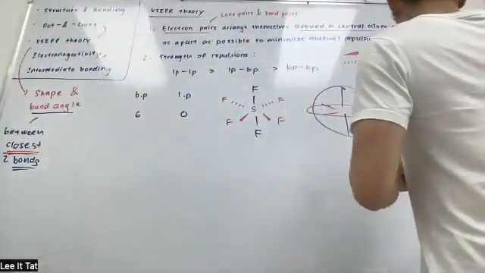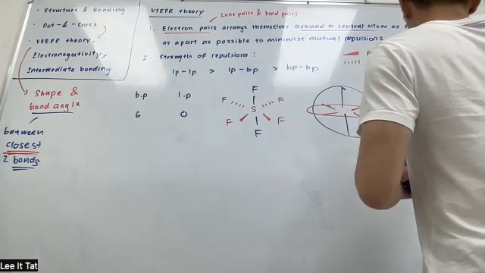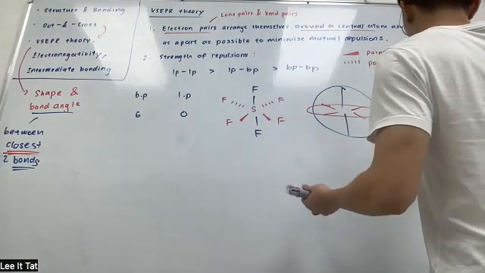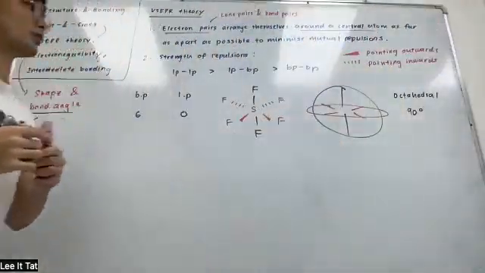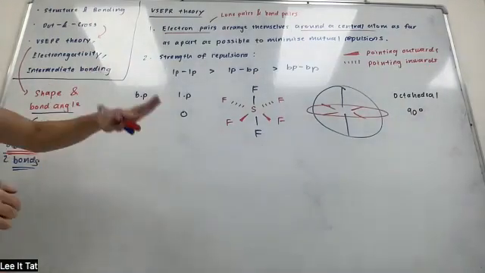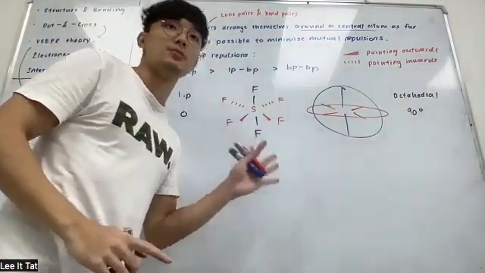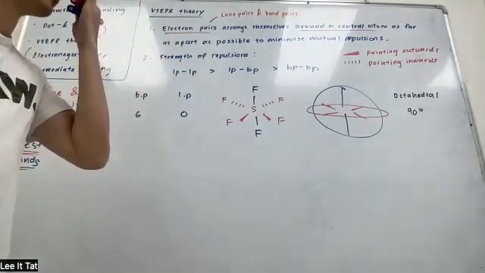Okay, so this is called octahedral. Just remember the name, 90 degrees. Remember, equator plus North Pole, South Pole, same as before.